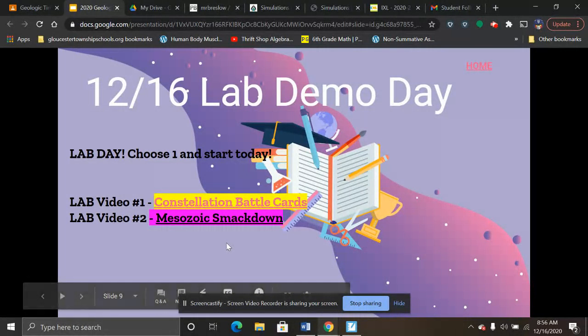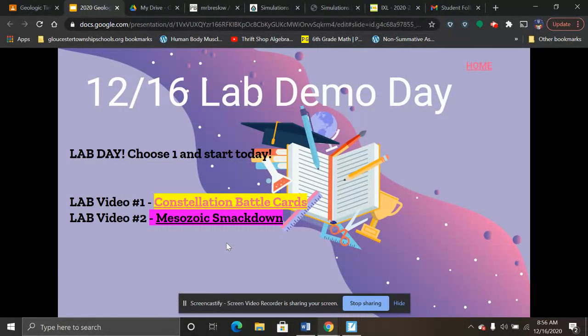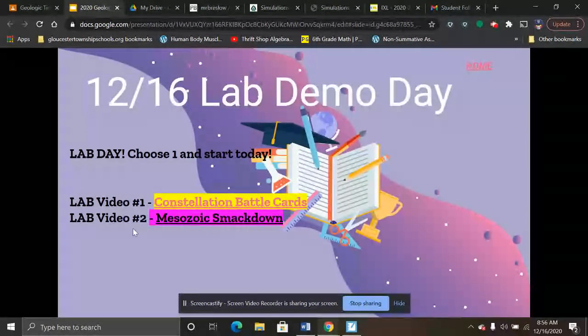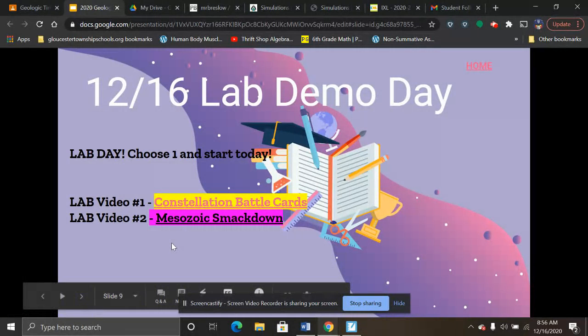So I need a picture of the 5 cards with the information. You can describe them to me, or you can turn on your camera in the Zoom and just show me the cards. So whatever you're comfortable with, I need proof that you did this lab. Remember, you're just picking one. So you pick either a Constellation Battle card or Mesozoic Smackdown. It's very similar to rock, paper, scissors in terms of the rules. So I'll be looking for those pictures starting today.